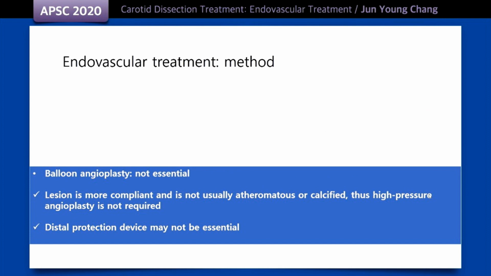In contrast with carotid arterial atherosclerosis, dissected arterial regions are more compliant and are not usually atheromatous or calcified. Balloon angioplasty may therefore not be required in most cases. A distal protection device is also likely not to be necessary. The risk of extending dissection while creating a new intimal flap with this device outweighs the benefit of protecting against distal embolization, because atherosclerotic burden is usually minimal or absent in arterial dissection.